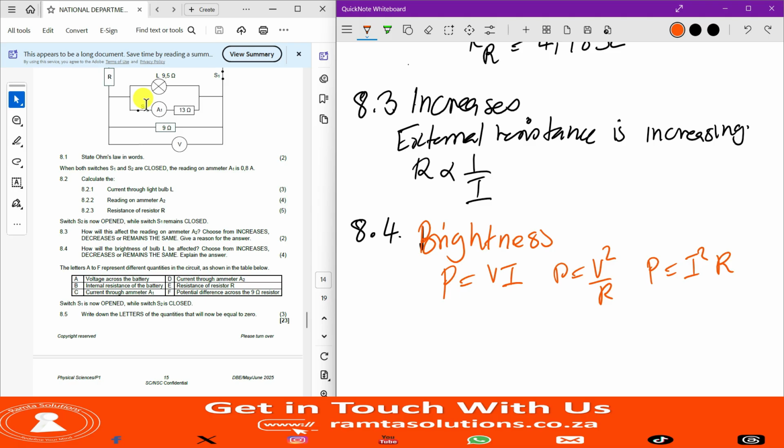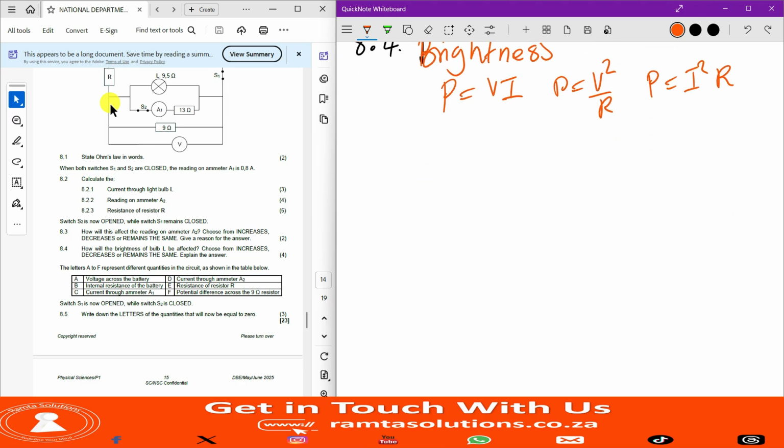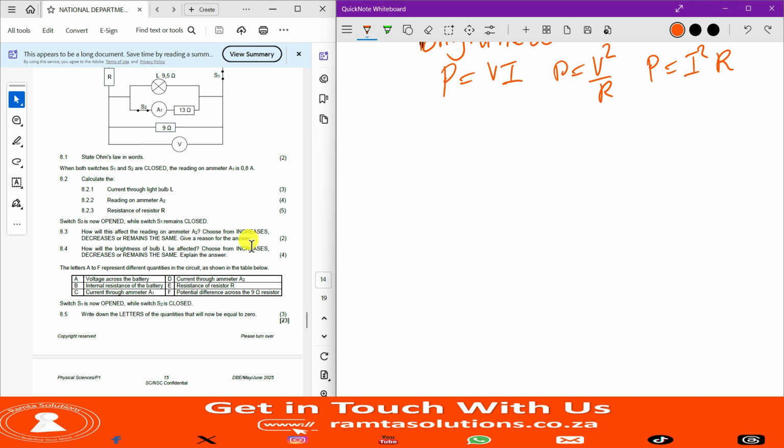S2 is closed. If S2 is closed, the external resistance is increasing, right? So if the external resistance is increasing, what it means is that V load will be increasing as well, but the current will be decreasing. All right, so let's just answer this question. Once again, I'm going to leave a line, because they said choose from increases, decreases, or remain the same.